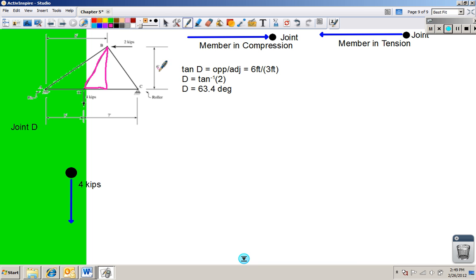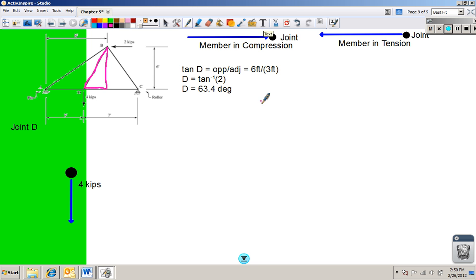The opposite is 6 feet. The adjacent is going to be the 7 feet. We knew that this distance was 4 feet at the last joint, which means this distance is 3 feet. So our adjacent is 3. We get the arctan of 2, and that's 63.4 degrees.